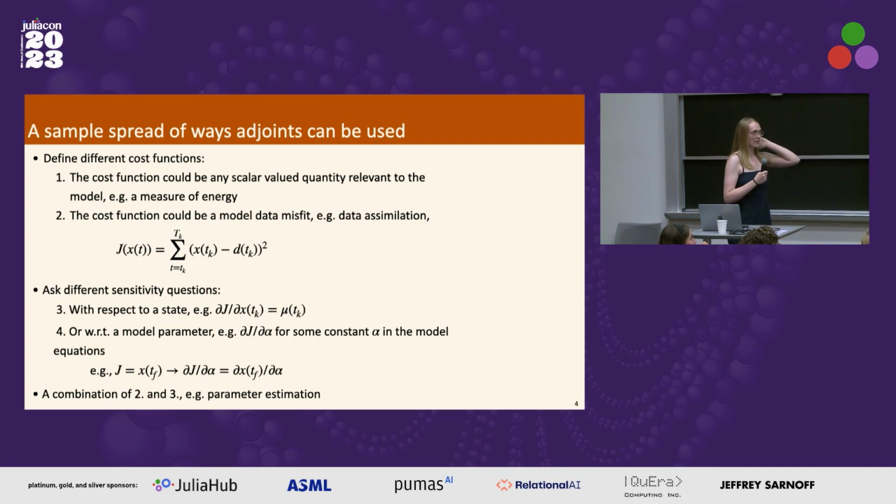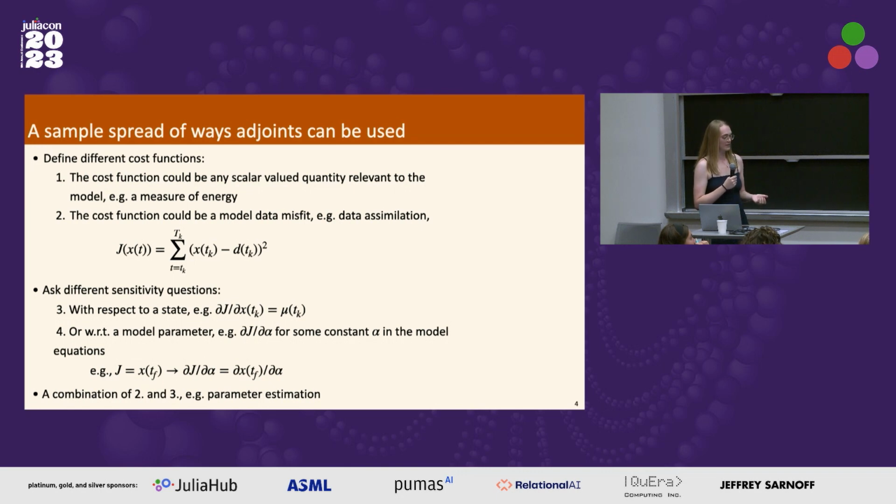We can also look at cost functions that are model data misfits, and this would be for something like data assimilation. Here I have a J, which is the squared L2 norm of a state x of tk minus d of tk. X is the state as I've computed it through my model equations. D is maybe high resolution data that you've gotten through other means.